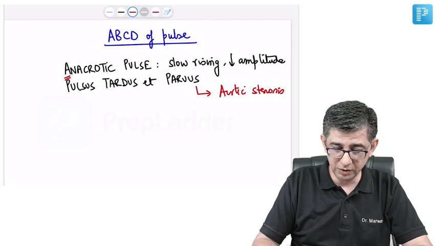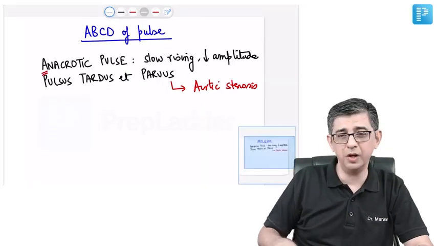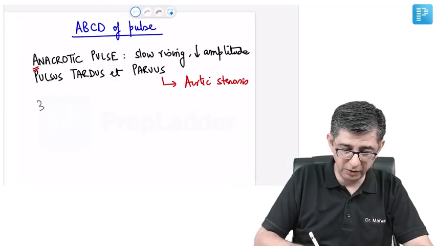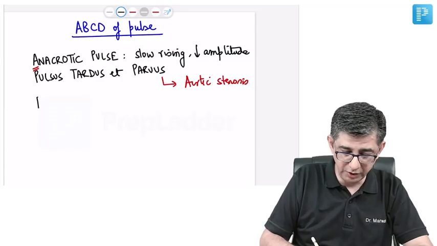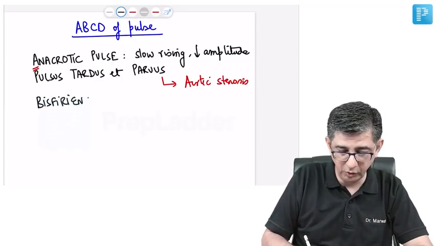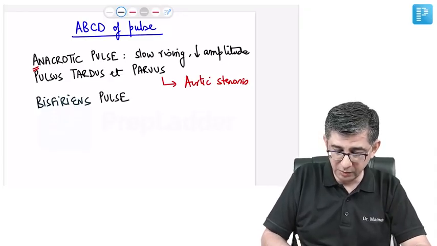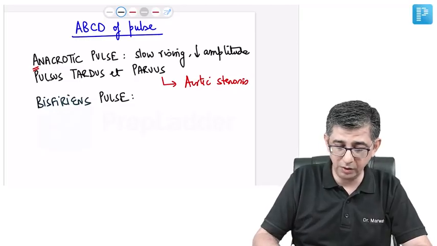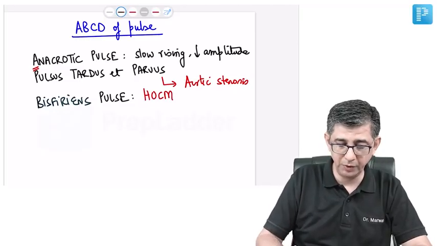Now moving ahead, the second pulse that we'll study here is pulsus bisferiens, the name of which I've already said, but I'll explain it again. Pulsus bisferiens is called a jerky pulse. The reason for this jerk is a dynamic left ventricular outflow tract obstruction. Pulsus bisferiens is a slow rising pulse. This slow rising pulse is found in hypertrophic obstructive cardiomyopathy, a must-know fact for you.